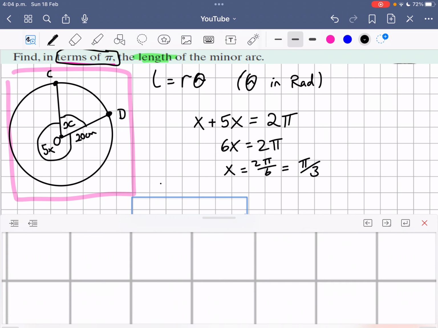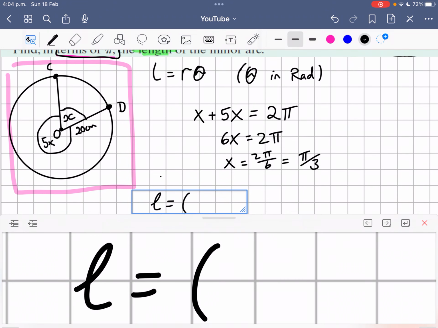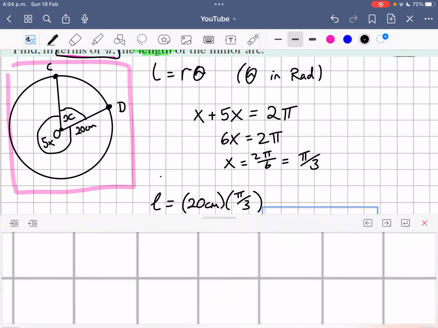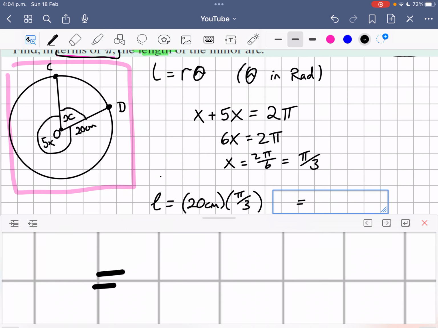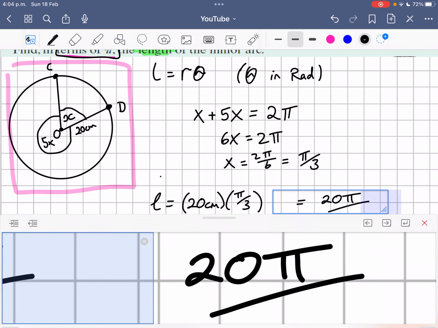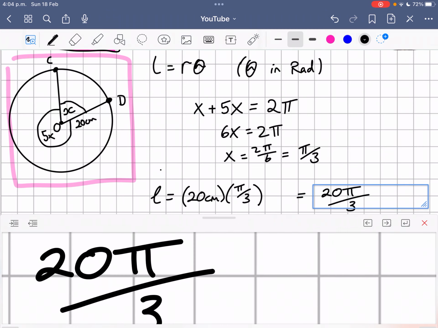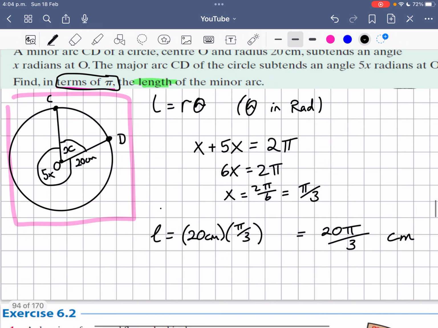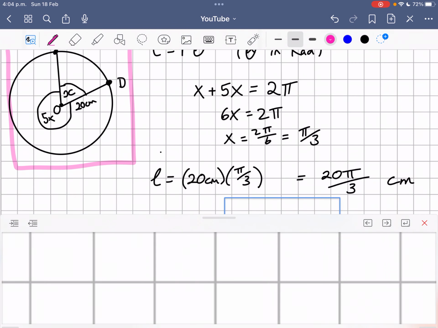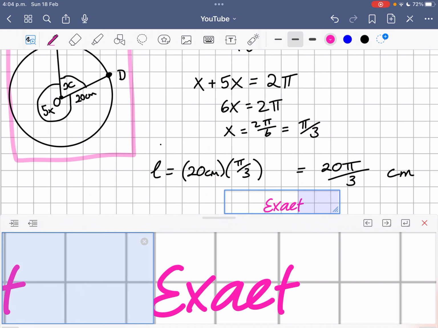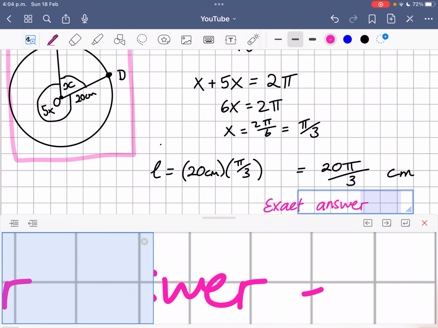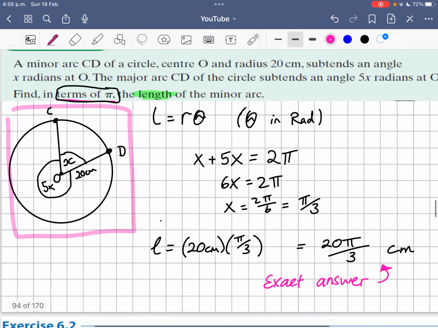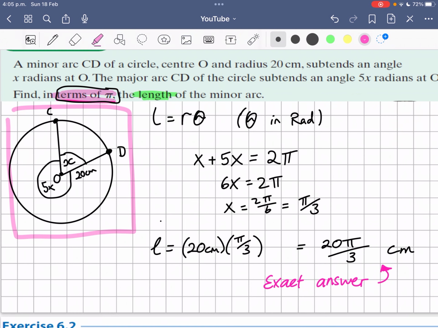So now we could find the length. Length is 20 centimetres by pi over 3. And when you put that into the calculator, you just get 20 pi over 3. So that would be your length in centimetres. And I had a note that this is an exact answer. You might be asked for an exact answer at times. It would be an approximate answer if we started rounding it to decimal places. But when we leave it in terms of pi, that's an exact answer.